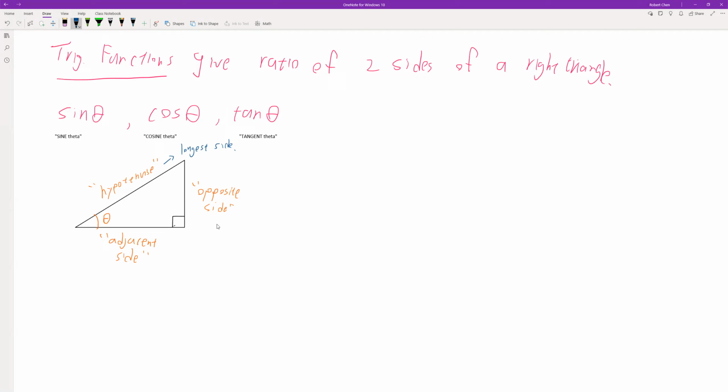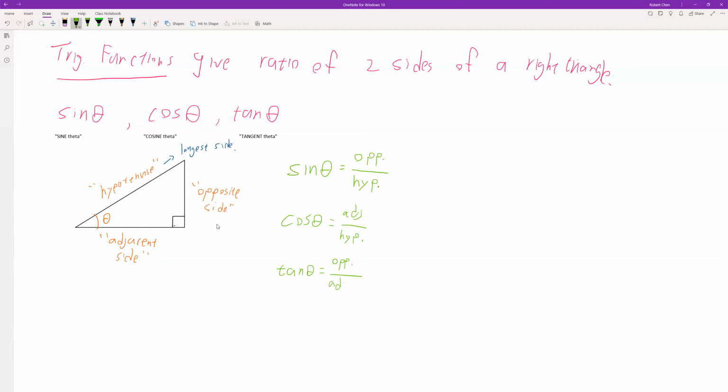Okay, so now that we have established the names of the three sides of a right triangle, we are able to define what the trig functions sine, cosine, and tangent are. So sine theta gives you the ratio of opposite and hypotenuse. So sine theta is equal to the length of the opposite side over the length of the hypotenuse. And cosine gives you the ratio of the adjacent side over hypotenuse. And tangent gives you the side that is opposite over adjacent.